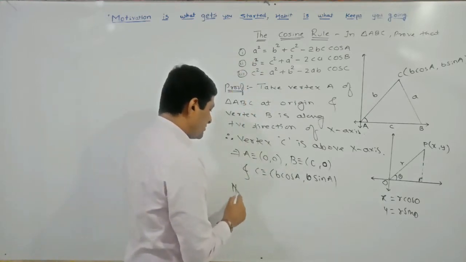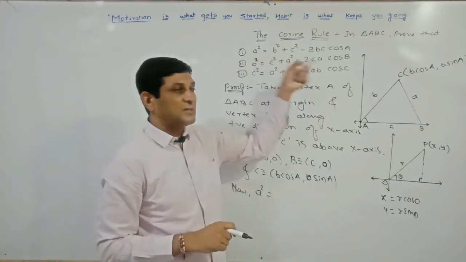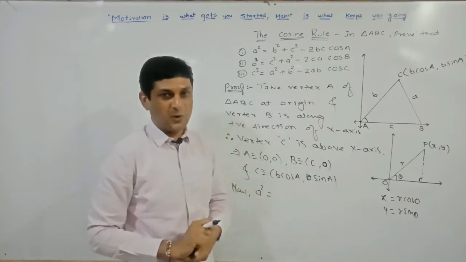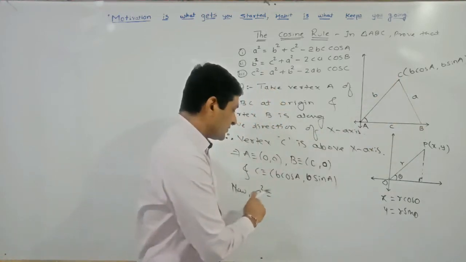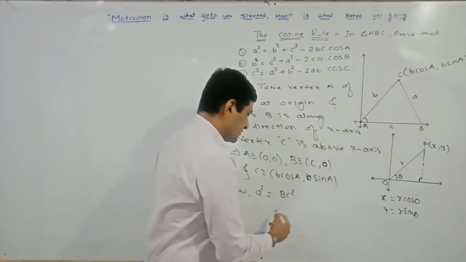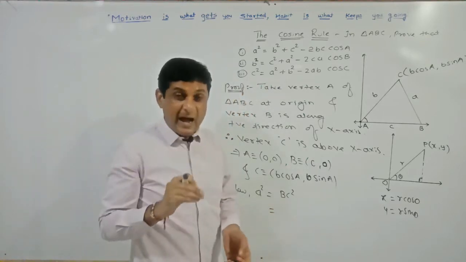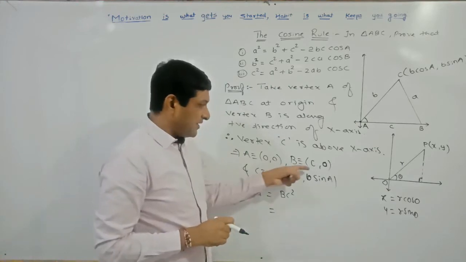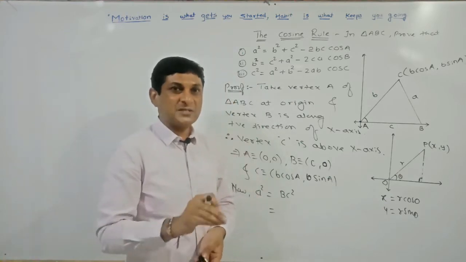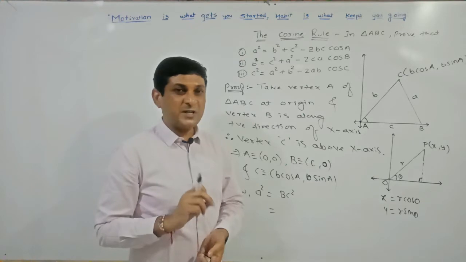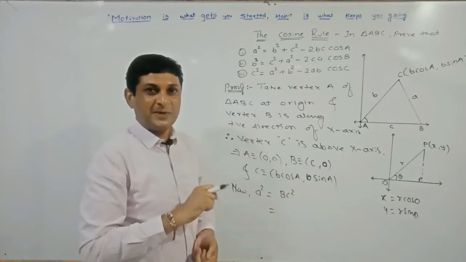So now let us try to find the value of a square, and we will try to show that the value of a square is equal to b square plus c square minus 2bc cos A. So here we can observe that a means BC. So a square means BC square, which is equal to, now to find the distance between these 2 points B and C, we are applying the distance formula. Check that the coordinate of B is known, C is also known. If coordinates of 2 points are known to us, we are able to apply the distance formula to find the distance between them. What is that distance formula? Under root x2 minus x1 whole square plus y2 minus y1 whole square.